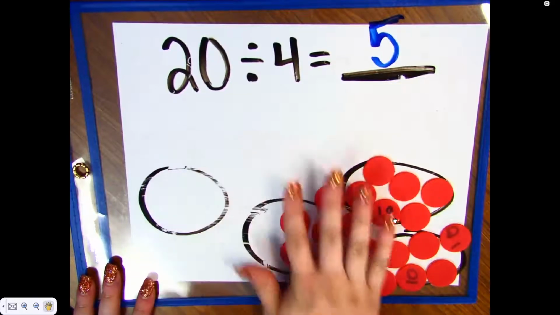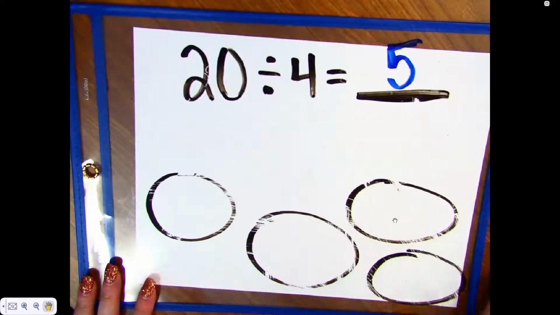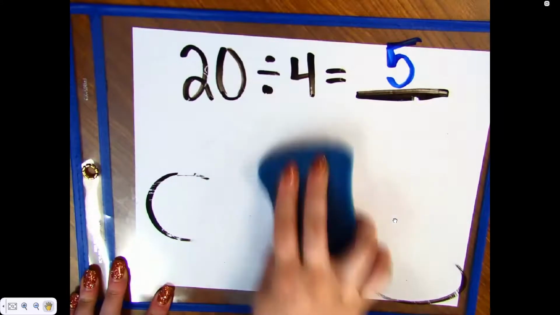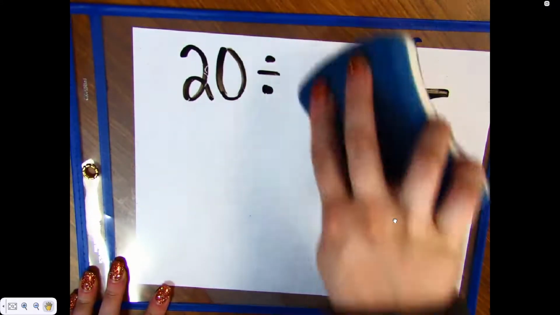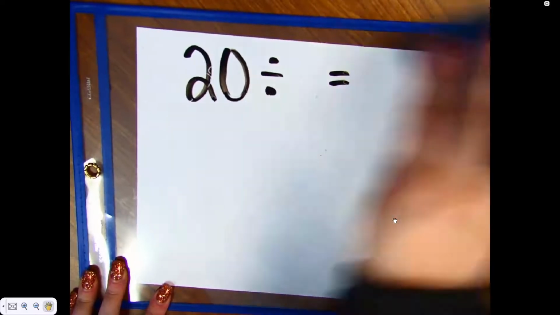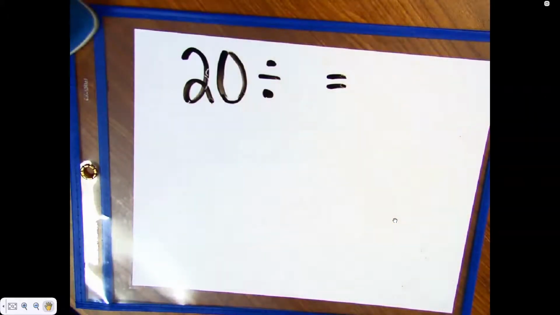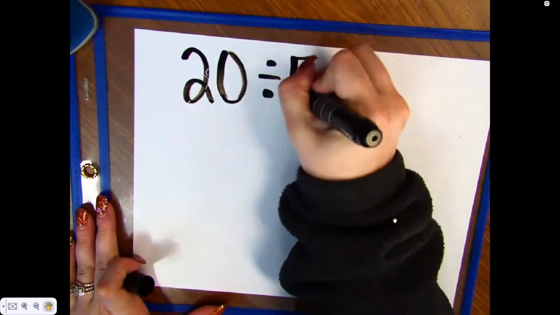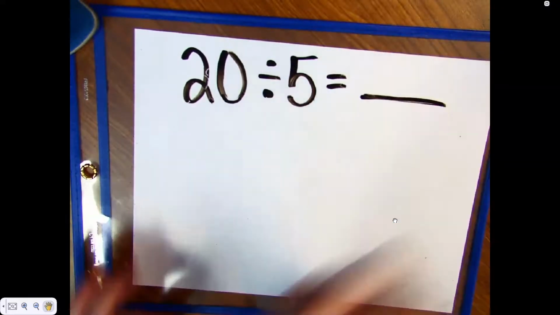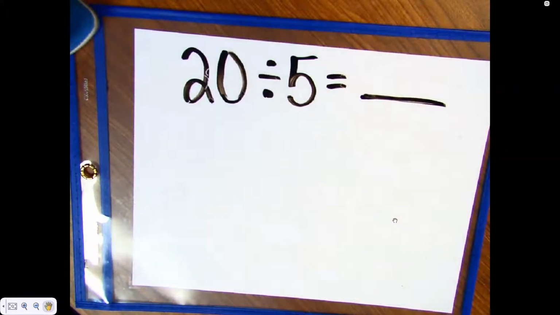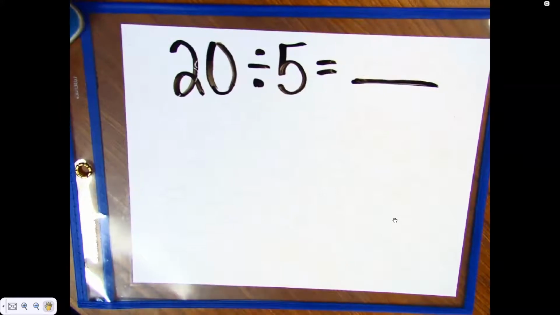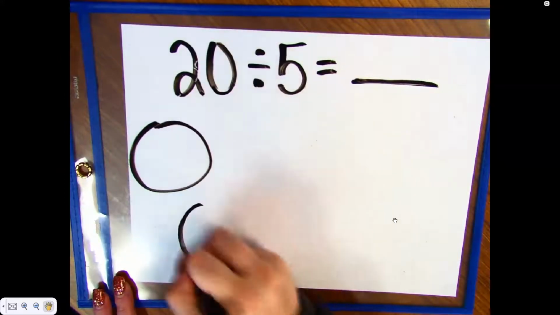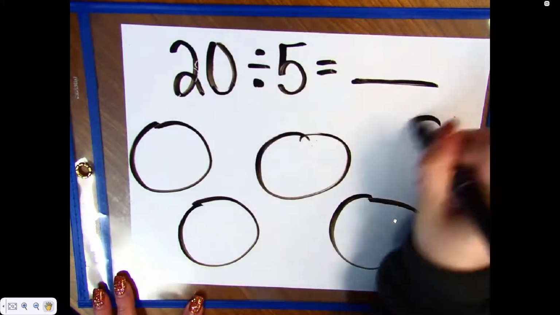Okay. So now I'm going to give you another one. So now what if I did 20 divided by 5 equals blank. So now how many groups should I draw? How many groups should I draw? Bella, how many groups should I draw? 5. 5. So I'm going to draw 1, 2, 3, 4, 5.